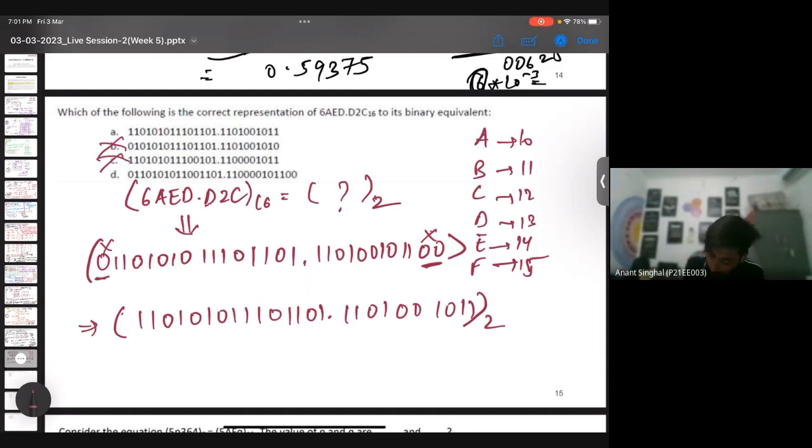So this is not okay. So this is also not the answer. So the correct answer to this question is option A. I hope it is clear. These are the calculation based questions.